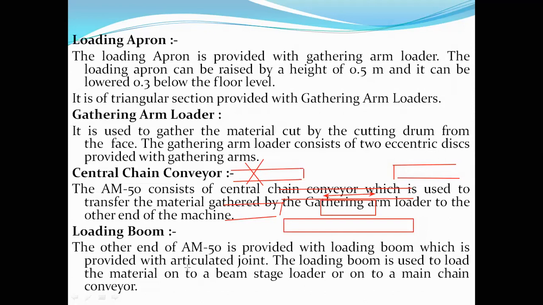Okay, see the other end of AM50, the loading boom, right? The other end of AM50 is provided with a loading boom, which is provided with an articulated joint. The loading boom is used to load the material onto the beam stage loader or directly onto the main conveyor. So this is what exactly.